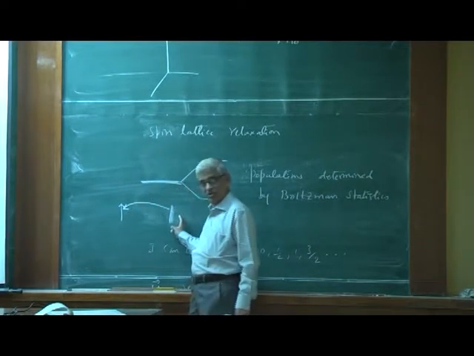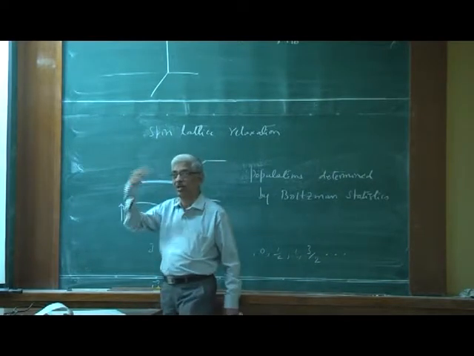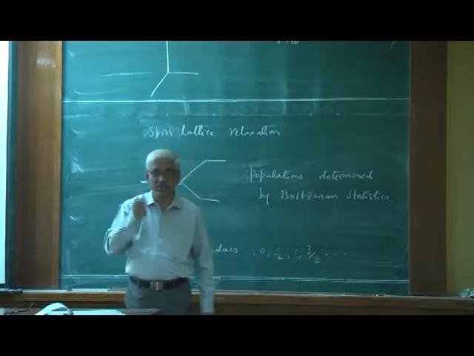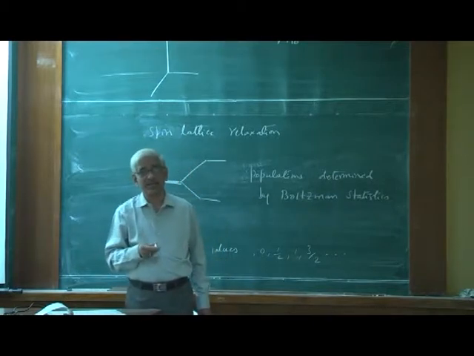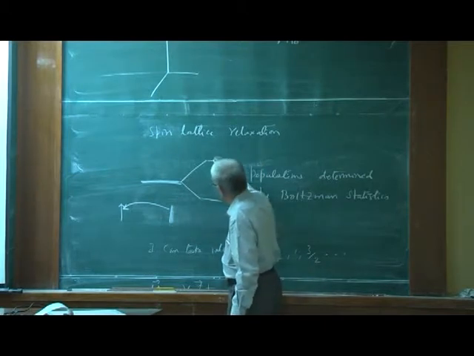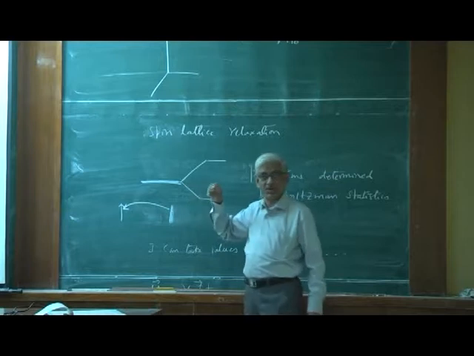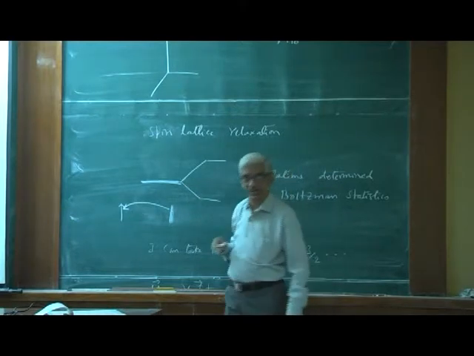magnetic field fluctuation here due to the motion of this causes a transition of this nucleus from the ground state to the higher state. And therefore, this is called the spin lattice relaxation. The lattice comes into the picture. It will cause readjustment of the populations according to the energies of the two levels.